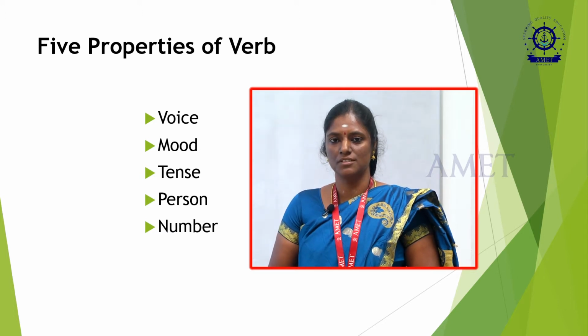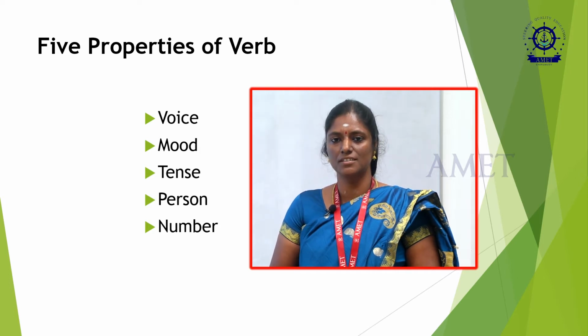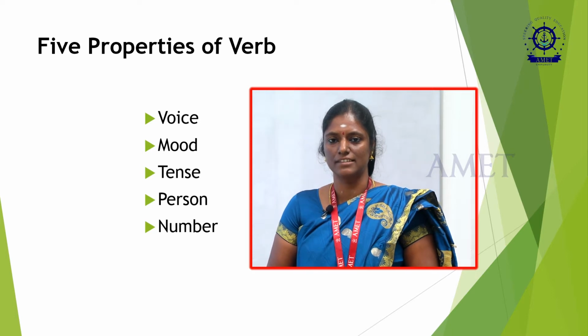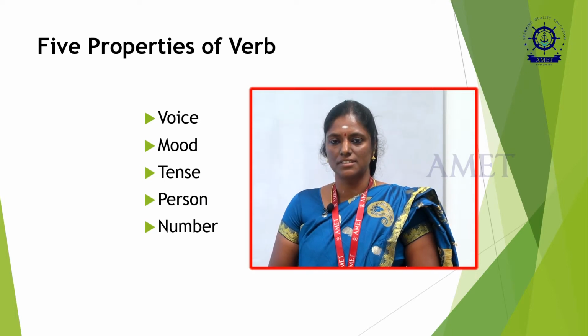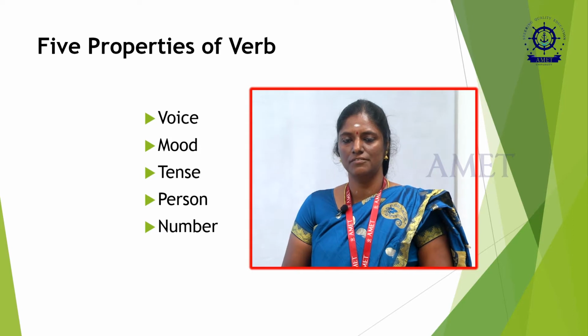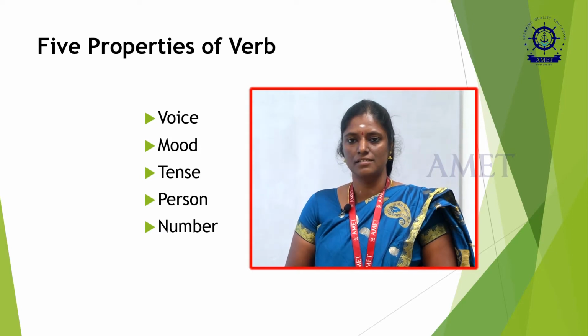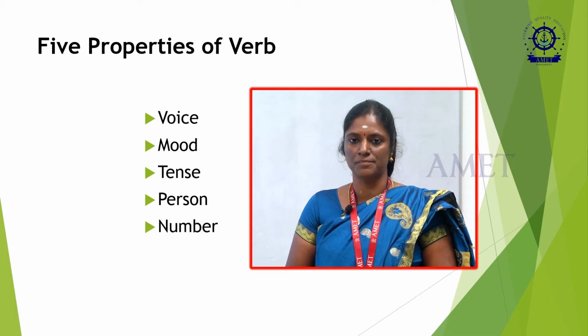Second one mood, it describes request, command, interrogative and other things. These come under this category mood. Third one tense, we all know that we have 3 tense in English language: present tense, past tense and future tense. And these 3 tense are broadly divided into 12 tense forms.